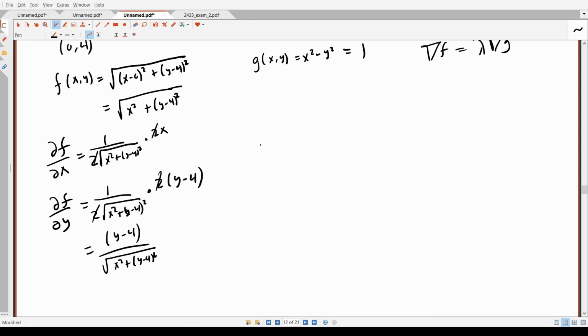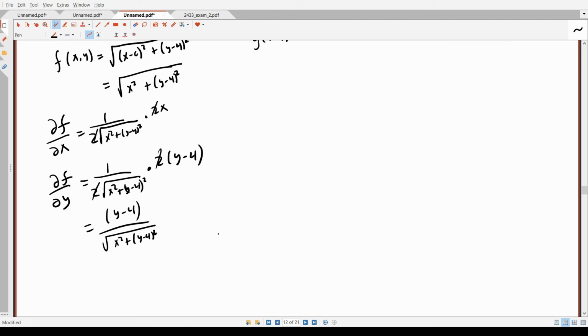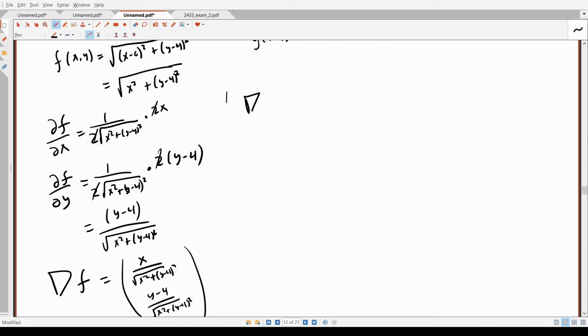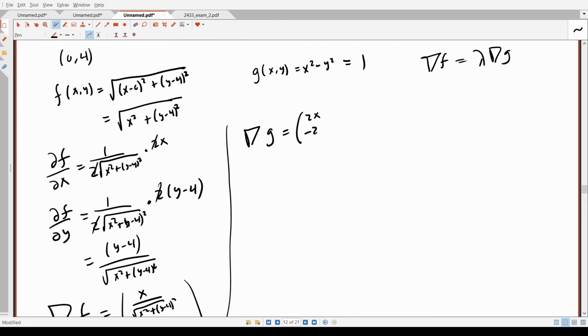Okay, so the gradient over here, let me just finish that up. So the gradient of f is going to be x over square root of x squared plus y minus 4 squared, and then y minus 4 over square root x squared plus y minus 4 squared. That's the gradient. Okay, so the gradient of g is going to be the same though. So let's draw a line. That's going to be 2x, minus 2y. So this gives me the three equations.